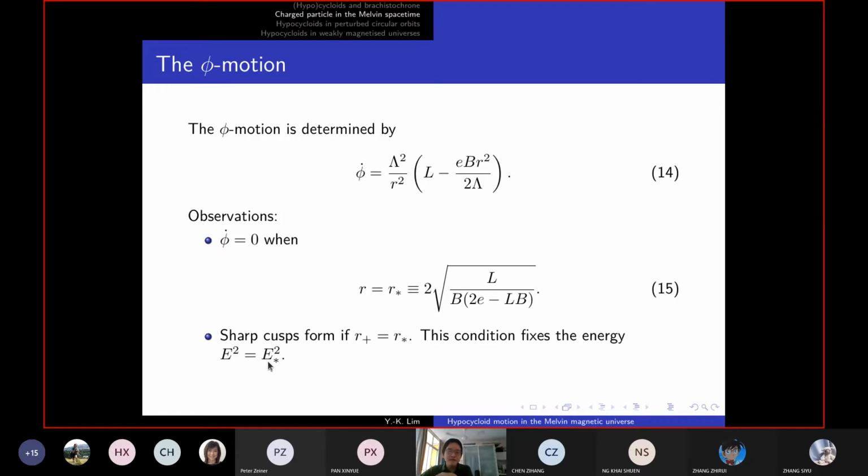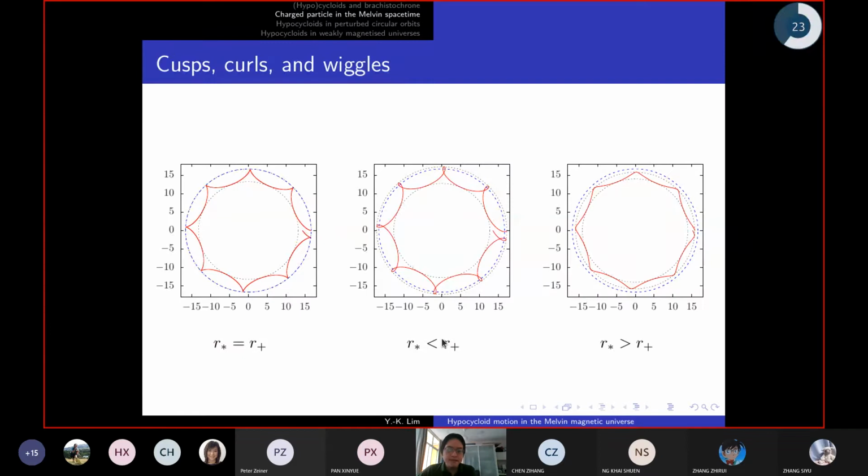So from here, I can fix the energy, and then I can calculate all the relevant quantities to produce this type of motion. Okay, so let's see some examples. This is by solving the second order equation numerically. So for any initial angular momentum and any energy and the charge and magnetic field strength of a space-time, I can put a charge there and release it and see what happens.